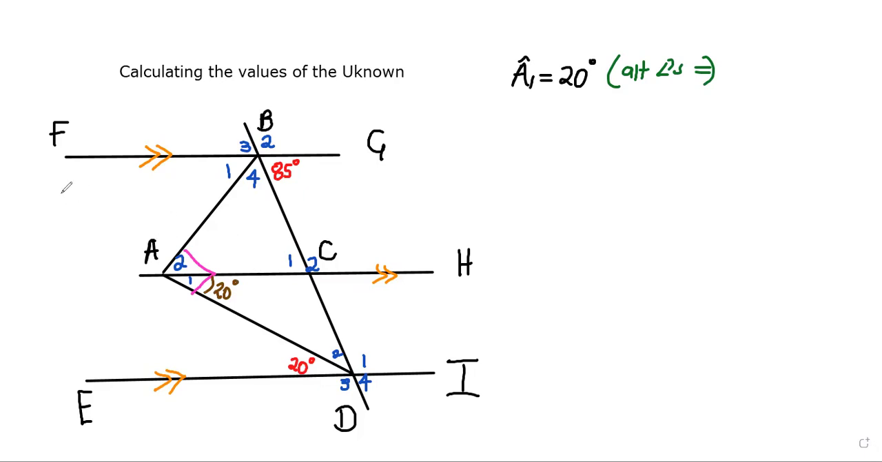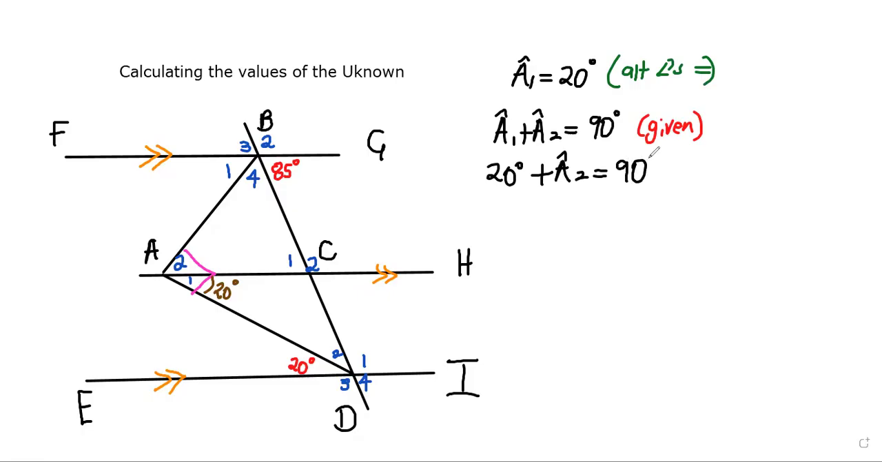And then here, they gave us this to say this angle right here is a box that is represented by 90 degrees. When they write it like that, you must understand that when we add angle A1 plus angle A2, it's going to be equal to 90 degrees. It's actually given. After that, you can substitute in place of A1, we put 20. So that will be 20 degrees plus angle A2 is equal to 90 degrees.